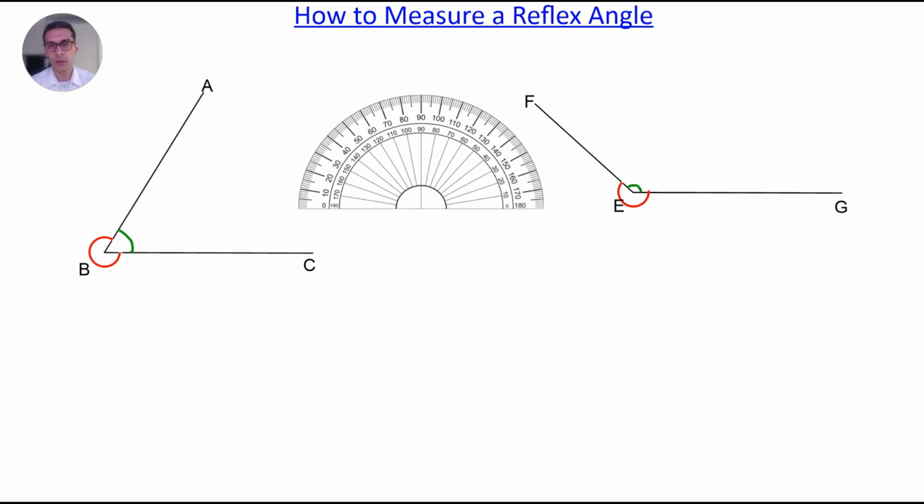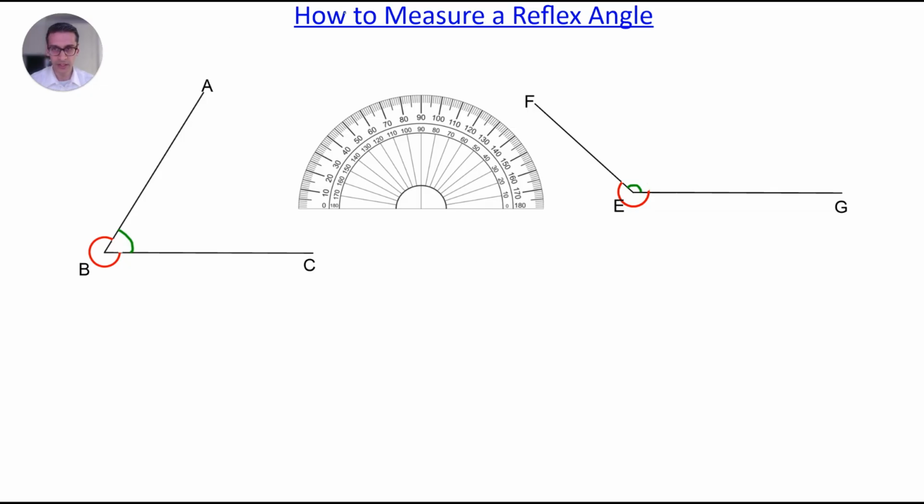So I'm going to show you how to measure a reflex angle using a standard protractor. Most people have protractors like this one on the screen that go from 0 to 180. You can get protractors that go all the way around, but they're very rarely used. So having this one here, how would you measure the red angle on these two diagrams?